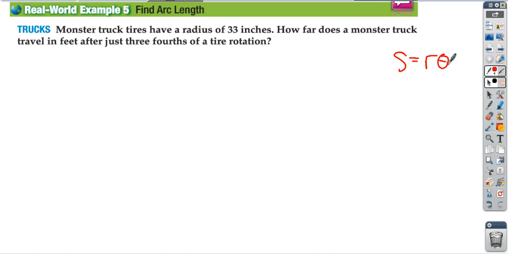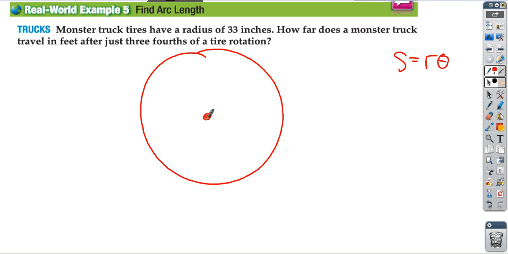So let's do that. Monster truck tires have a radius of 33 inches. So here's our monster truck tire. How far does a monster truck travel in feet after just 3/4 of a tire rotation? Okay, so if we were going to go all the way around the circle, we would do 2 pi times the radius, 2 pi times 33, which is 66 pi.